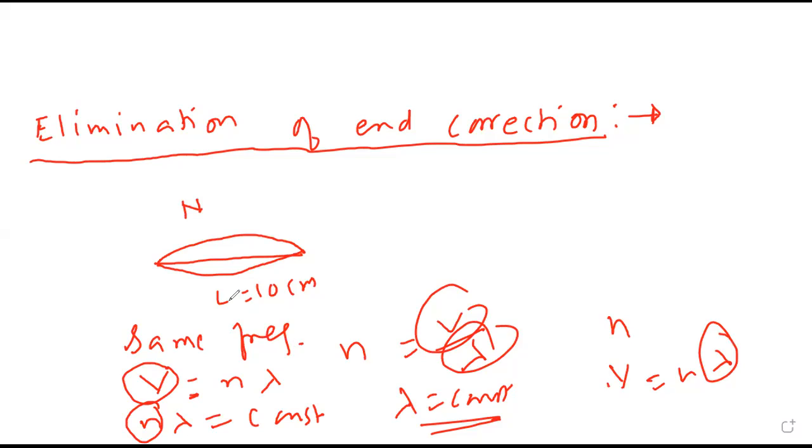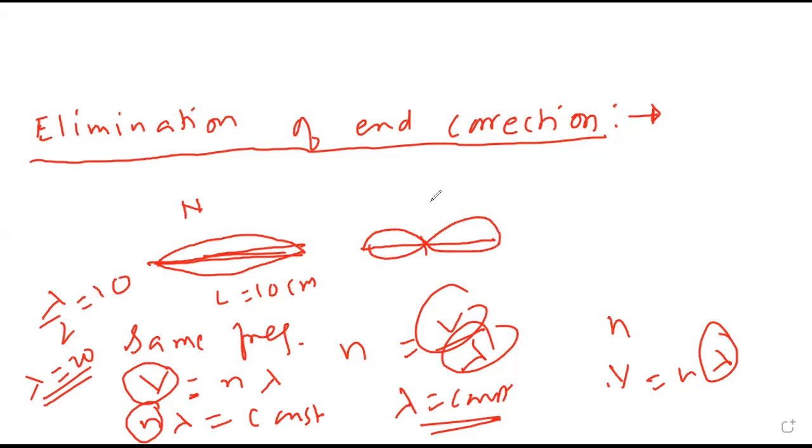Yes, sir. So let me find what is wavelength here. This is lambda by 2 is 10. So what is lambda? Is it 20? But suppose two loops are formed on the same length 10, then 2 times lambda by 2 is 10. In this case, lambda becomes 10, no?